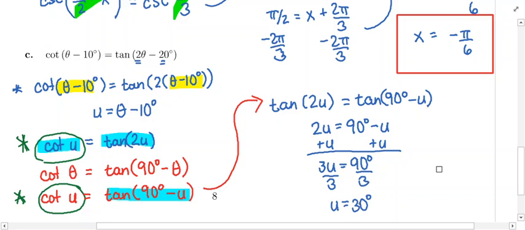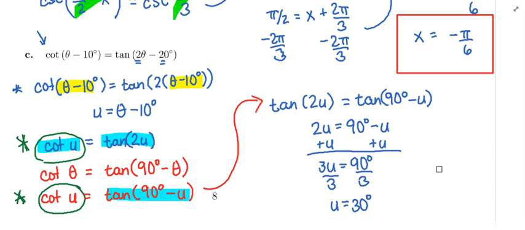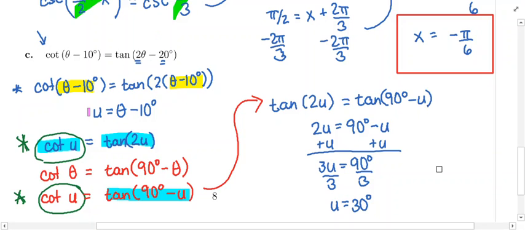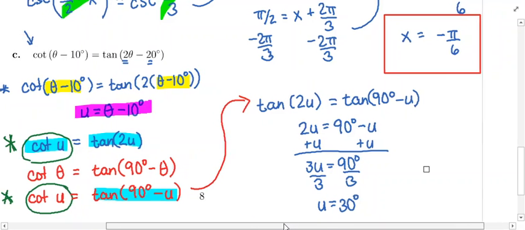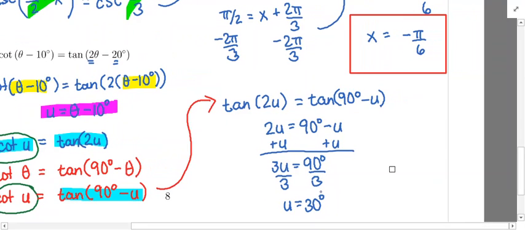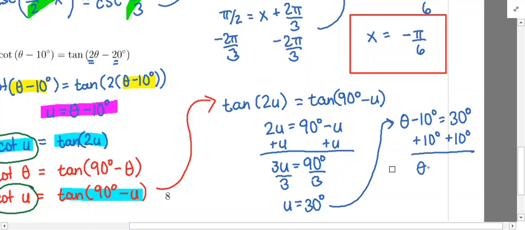I'm not done. When I look at my original equation, I need to solve for theta, not u. So I need to go back and make this replacement. I said that u is the same thing as theta minus 10 degrees. So we're going to replace u with theta minus 10 degrees. That needs to equal 30 degrees. So I'm going to solve for theta now by adding 10 degrees to both sides. One solution is that theta equals 40 degrees. And we got this by using the cofunction identities. This was a tough one because the arguments were complicated.